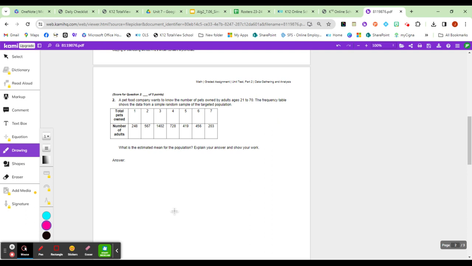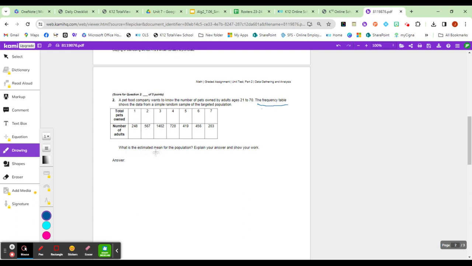Number 2, my hint on number 2 is, let's just read the information quickly. It says the pet food company wants to know the number of pets owned by adults ages 21 to 70. The frequency table. So a lot of people are forgetting that this is a frequency table. Shows the data from a simple random sample of targeted populations. So this is total pets owned. So 1 pet is owned, 2 pets are owned, 3, 4, 5, 6, all the way up to 7 pets. And this is the number of adults that own 1 pet, the number of adults that own 2 pets, and so forth.